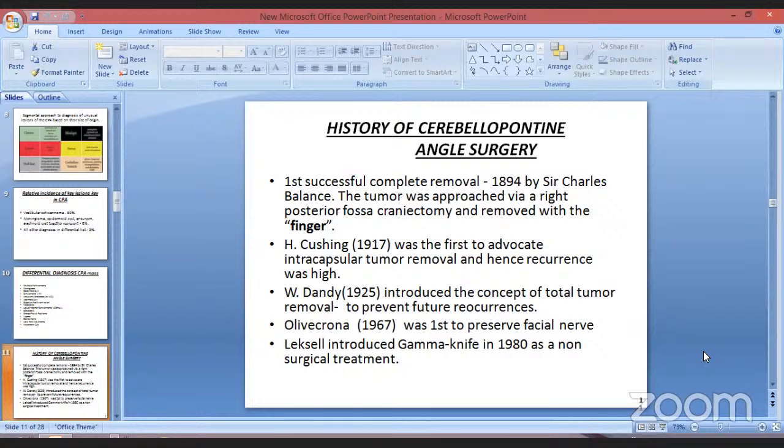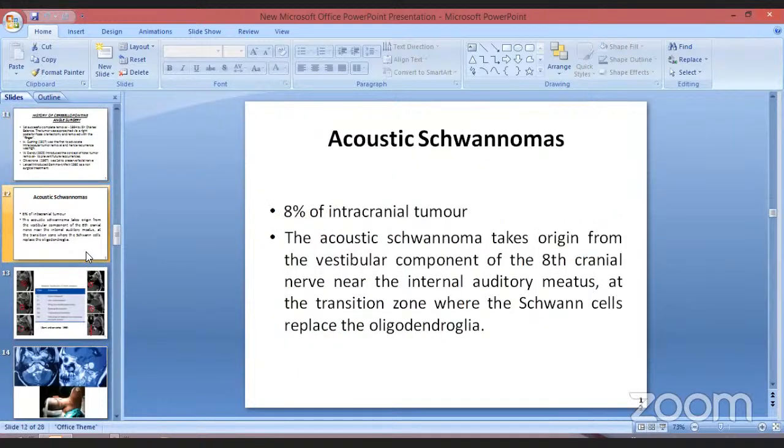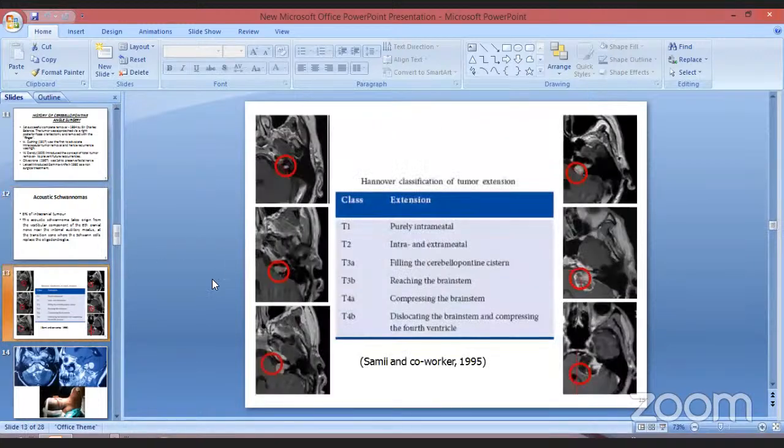Then, after the introduction of the gamma knife, in 1980 there was an era that started stereotactic radiosurgery for smaller lesions. The commonest are acoustic schwannomas, about 8% of all intracranial tumors. They arise from the vestibular component of the 8th cranial nerve near the auditory meatus. There is a popular classification by Samii and co-workers in 1995, which shows different kinds of tumor according to their extensions.